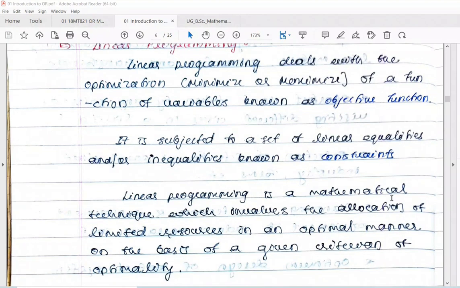Then linear programming is a mathematical technique which involves the allocation of limited resources in an optimal manner on the basis of a given criterion of optimality. Whether you have to increase, decrease, minimize or maximize, based on the constraints you are considering for maximization or minimization, it can be done using a mathematical expression. That itself is called linear programming, which you can remember.